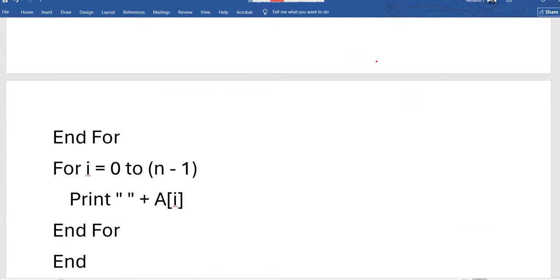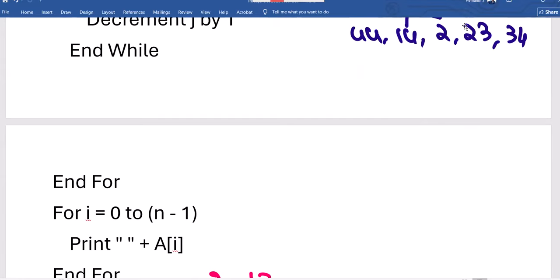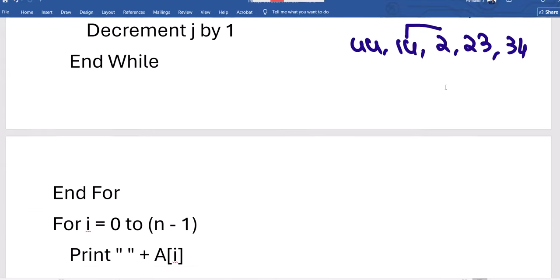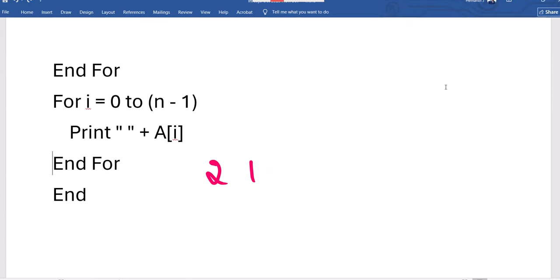It should be like space 2 space 13, then is it 13? No, 14, yeah. 2, 14, then 23, 32, 44. No comma in between, it should be space. Here they have given space plus.